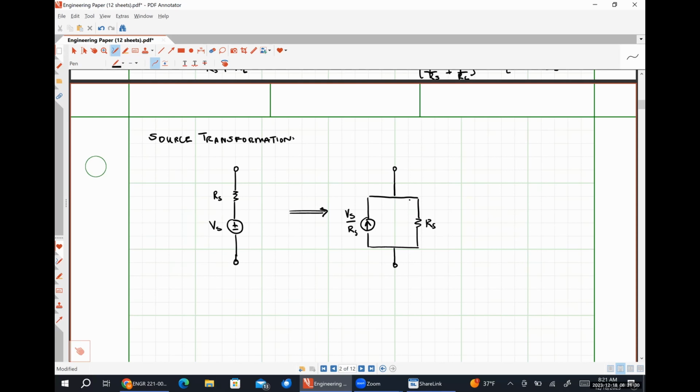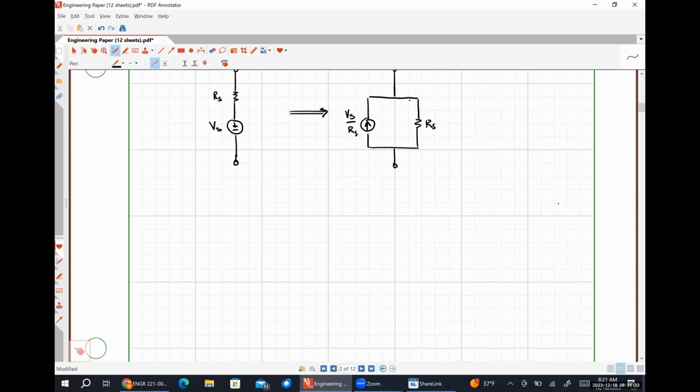Okay. We can also go the other way around. So if we had a practical current source representation where we had some current IS in parallel with some resistance RS, this could be converted into a practical voltage source where we would have RS in series with a voltage source, and the value of this voltage source would be IS times RS. And once again, the same rules apply.